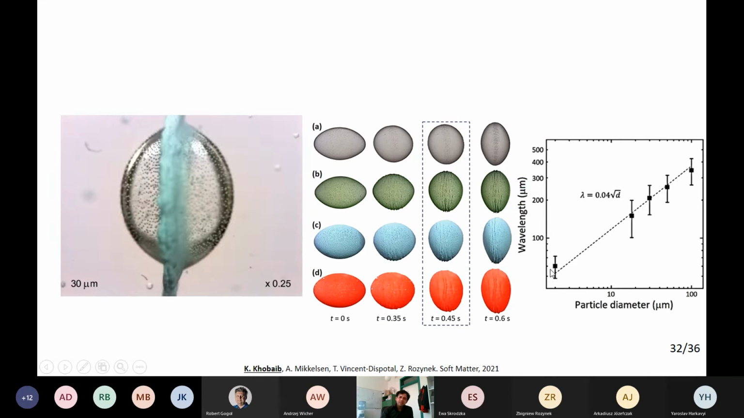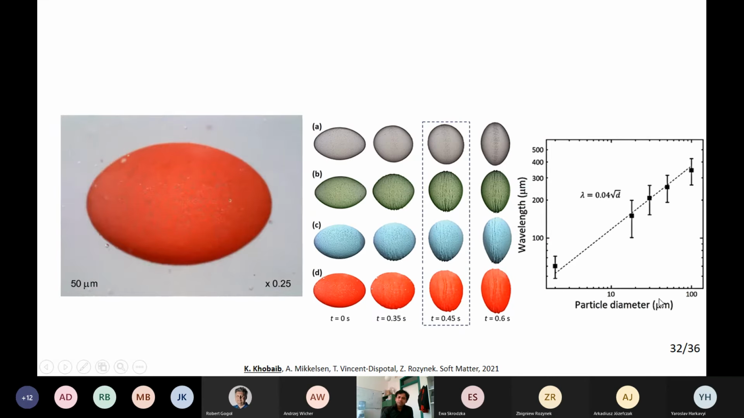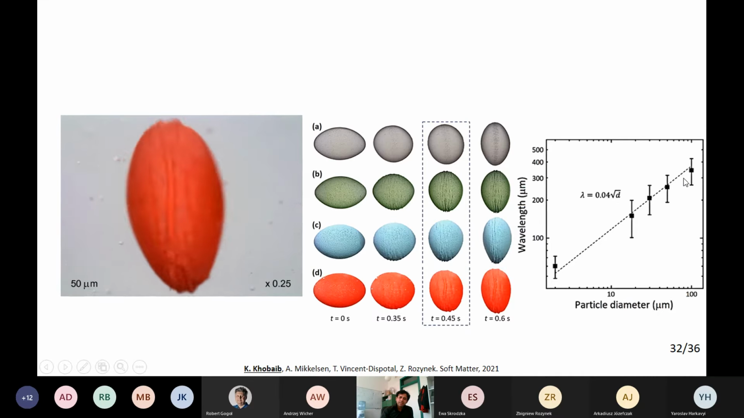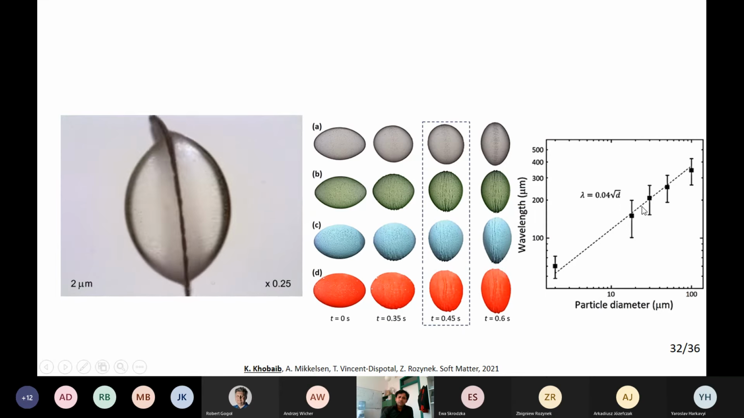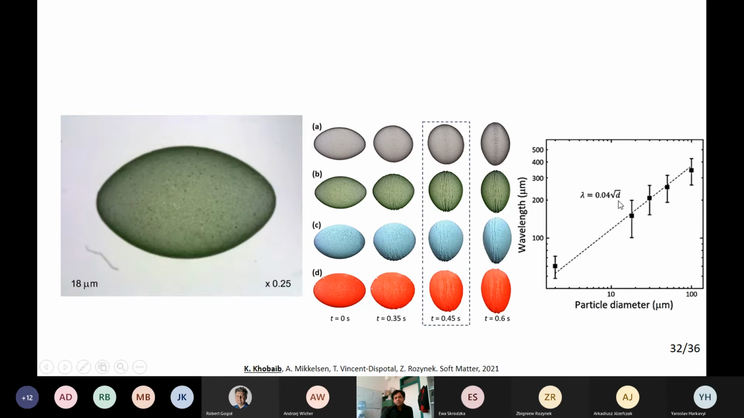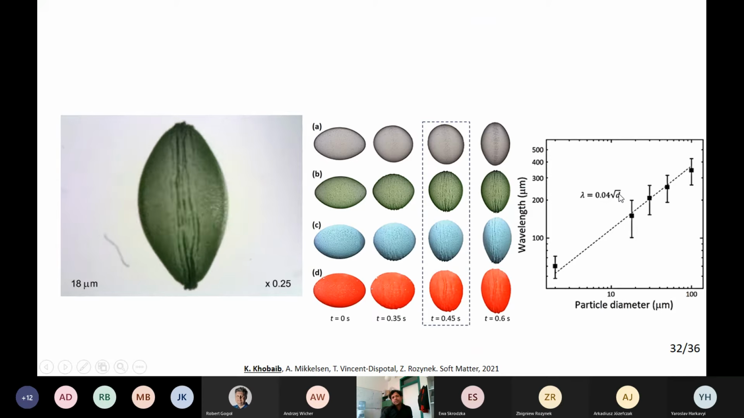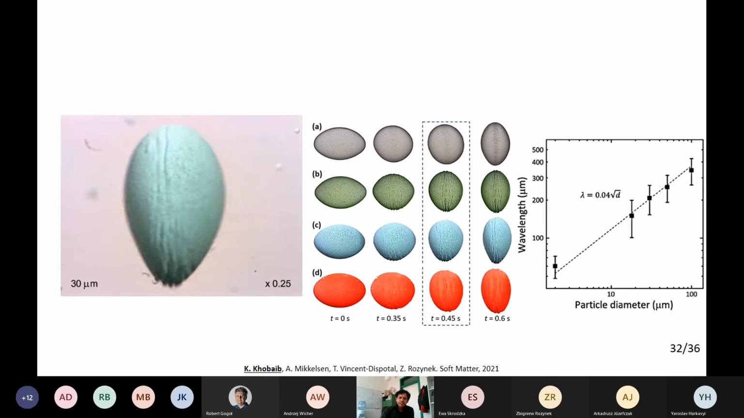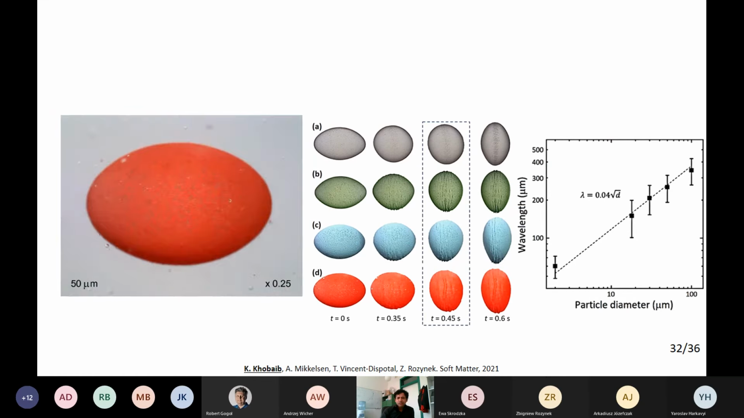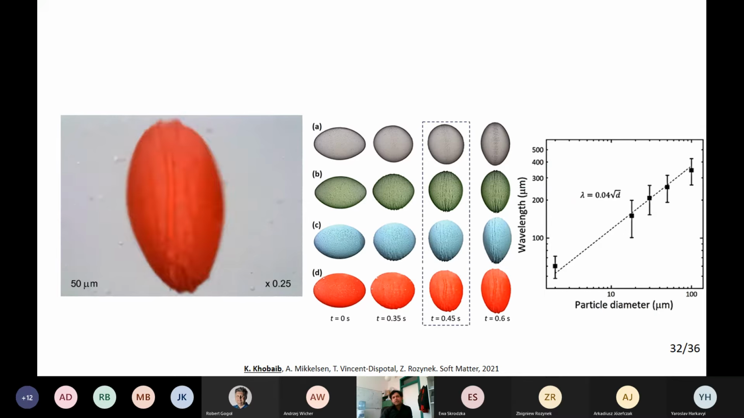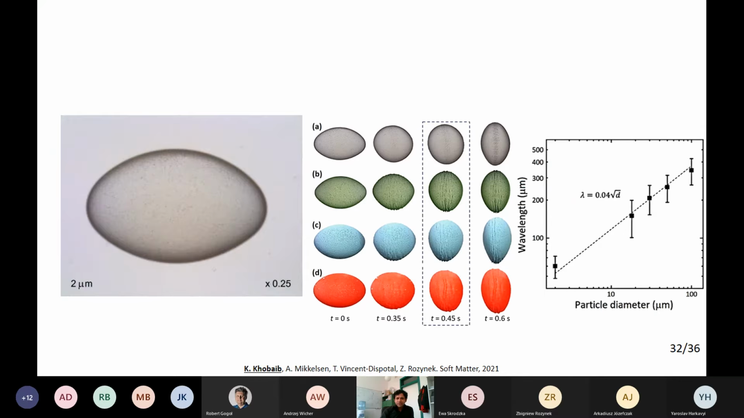What we found is that the wavelength increases with increasing diameter of the particles, and the wavelength is directly proportional to the square root of the particle size. This is quite a universal relationship, because other researchers have studied the formation of wrinkling with different particle sizes on the liquid-liquid interface and the liquid-air interface, and they estimated the same relationship as we found here.